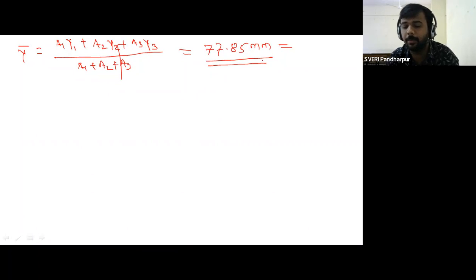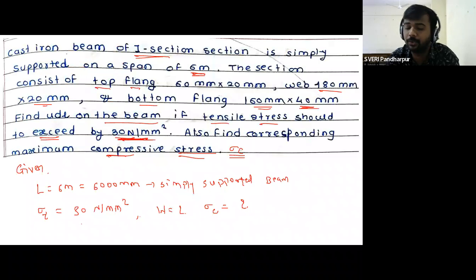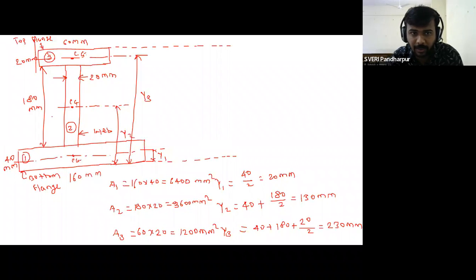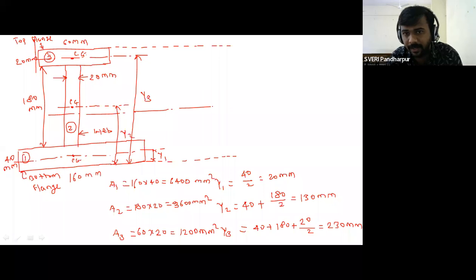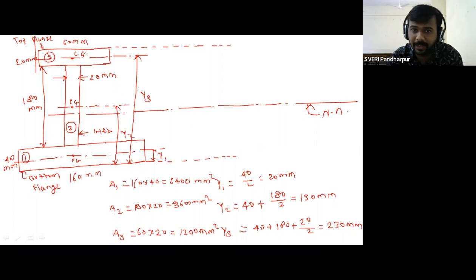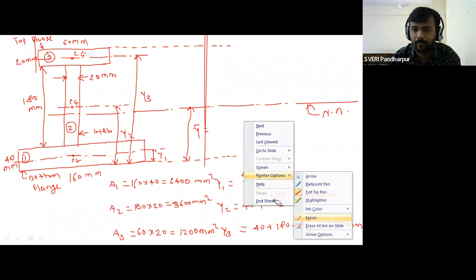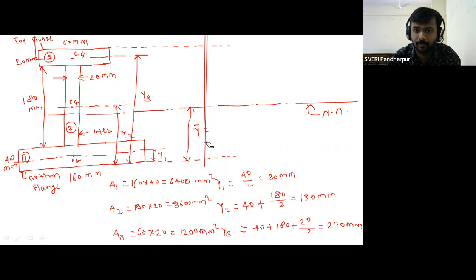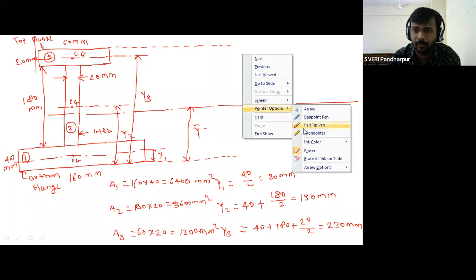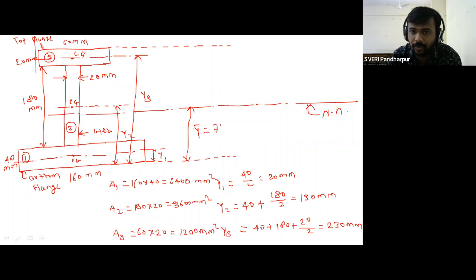So now the type of beam is mentioned. Which type of beam is given? Simply supported beam is given. So if I draw the position of neutral axis, you have to draw one center line like this, and this is your neutral axis, and represent y bar here. So this will be the first y bar which we have calculated, that is y bar is equal to 77.85 mm.